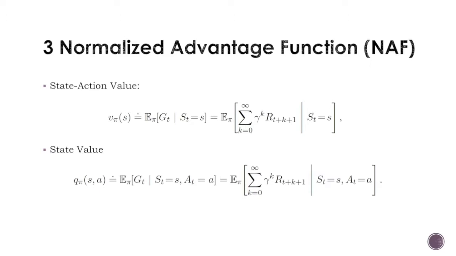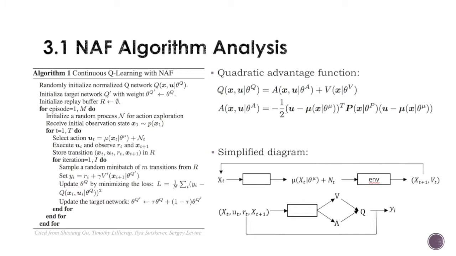Now let's take a look at the NAF algorithm. There are two main ideas involved. First, we decompose the state action value of taking action A at state S into the state value at state S and the advantage of taking action A at state S. A related prior work is Dueling Network Architectures for Deep Reinforcement Learning by Wang et al. Second, we restrict the advantage of taking action A at state S to be of quadratic form so that we can get an analytical optimal solution.